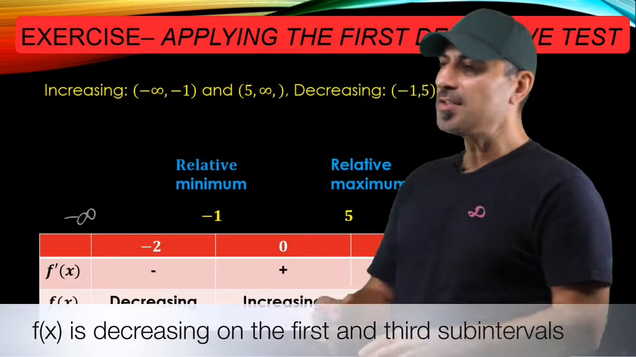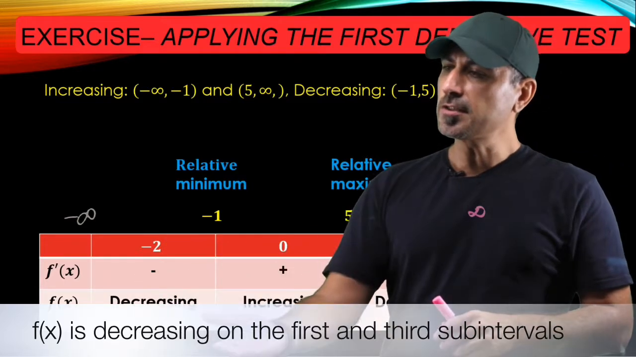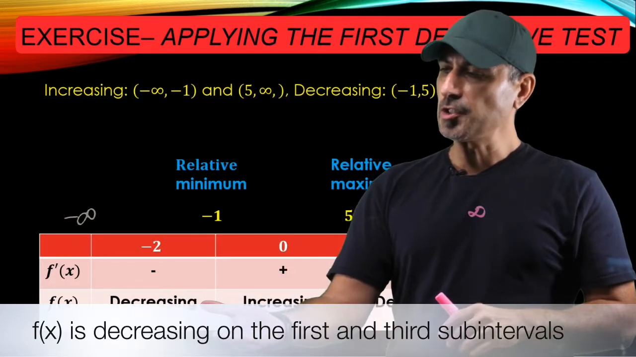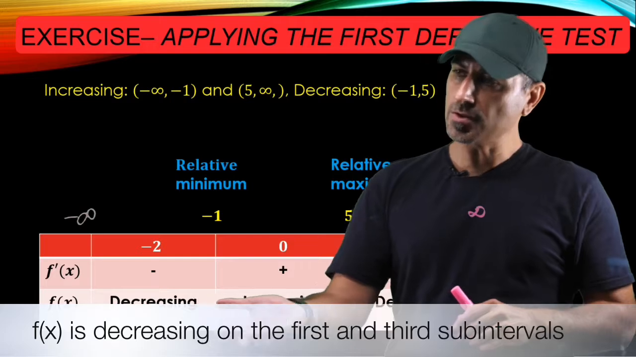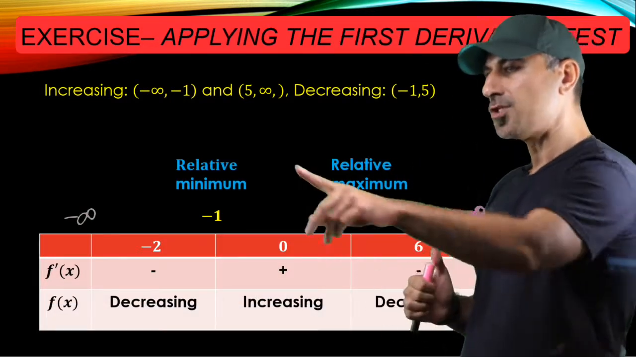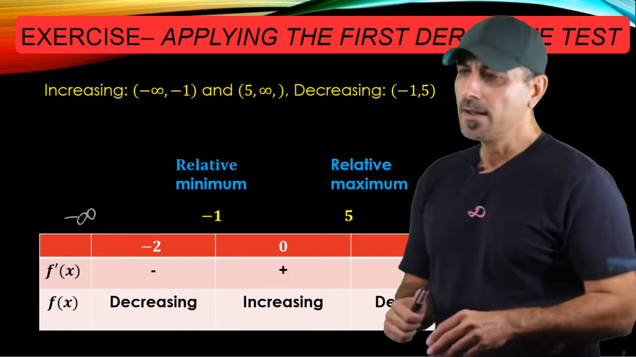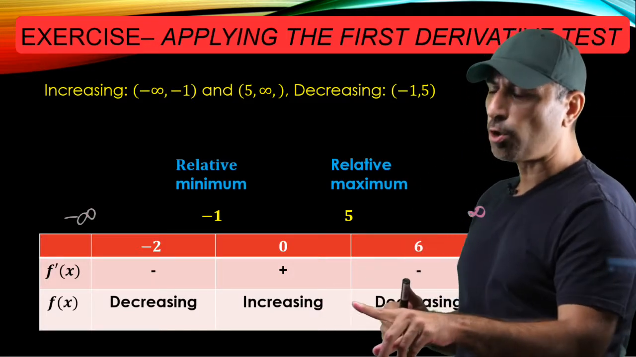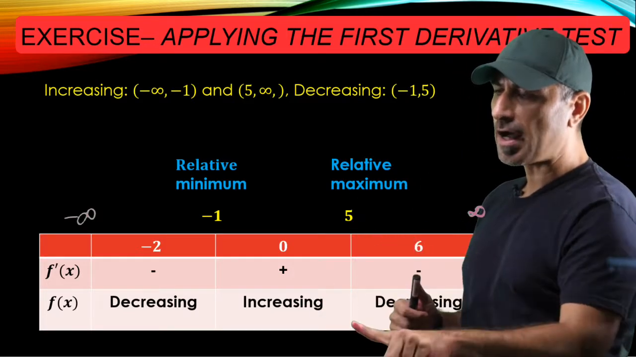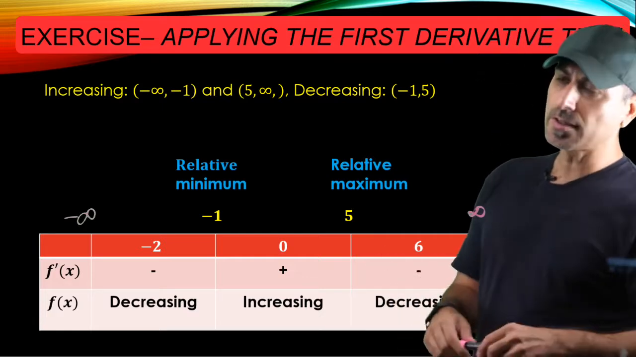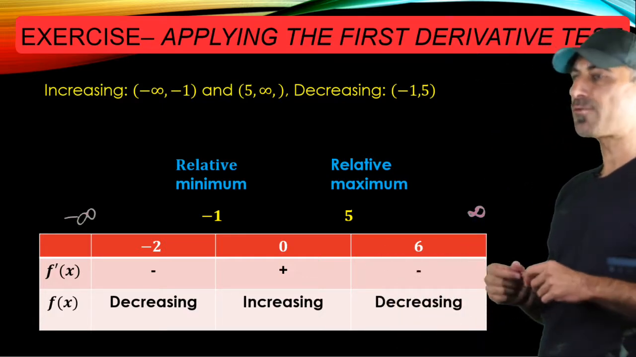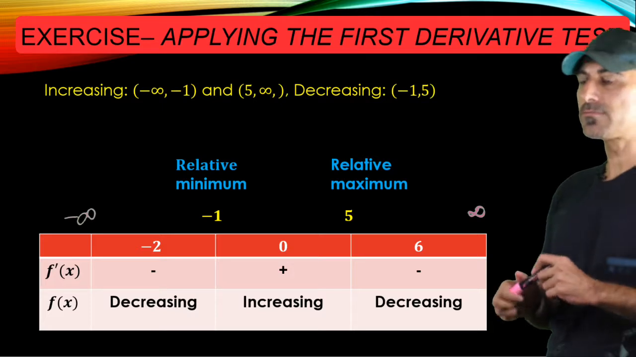So what that means is you keep decreasing and decreasing all the way up until you hit x equals −1, and then you start increasing. So then we should have a relative minimum. And likewise, you keep increasing all the way, you hit the junction point 5, and then you start decreasing all the way. So we should have a relative maximum over there.